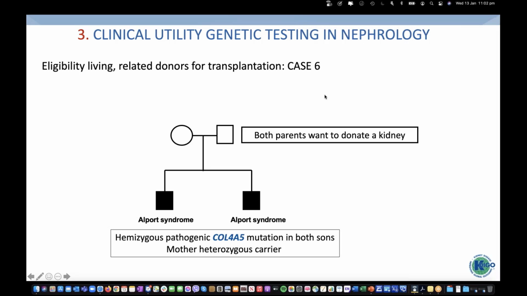And you can imagine how morally difficult it is then to decide which of the sons gets this kidney, and how we can maybe find another person in the family who could donate a kidney to the other kid. And with that, I hand over again to Andrew.